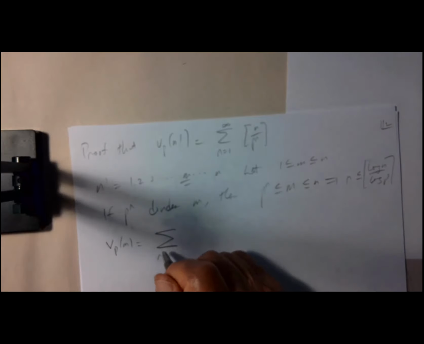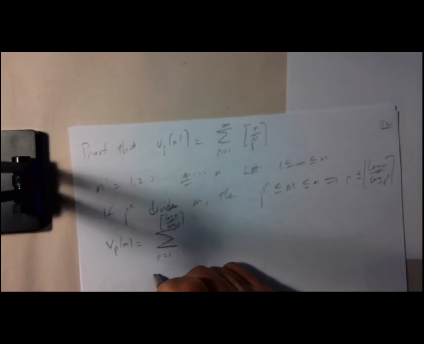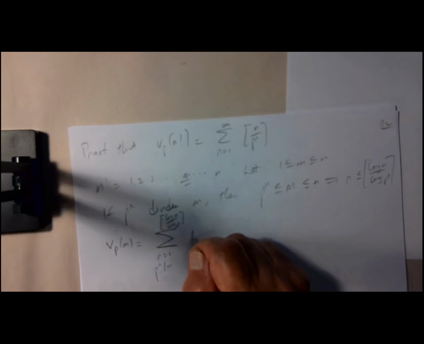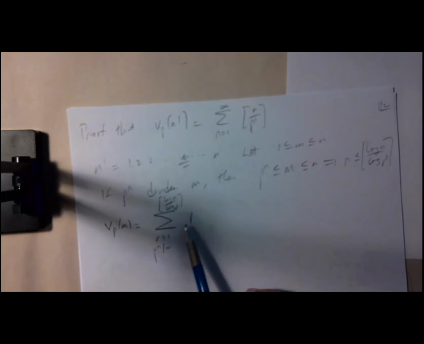So as r goes from 1 up to log n over log p, if p to the r divides m, that's 1. So for example, for r equal 1, p divides m. For r equal 2, p squared divides m. For r equal 3, p cubed divides m. So you get 1 plus 1 plus 1. If p to the 4th doesn't divide m, then once you're past r equal 3, you don't get any more. So this is exactly counting the highest power. It's a funny way to write it, but that's the highest power of p that divides m.